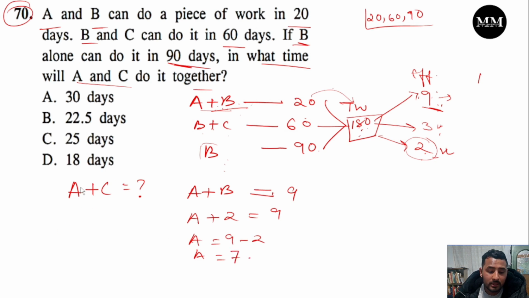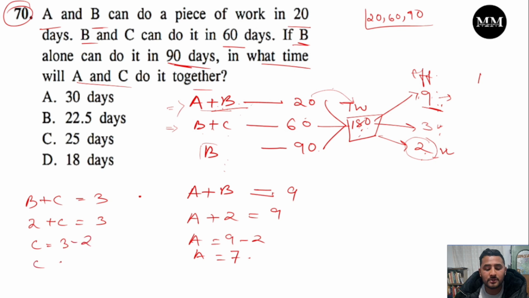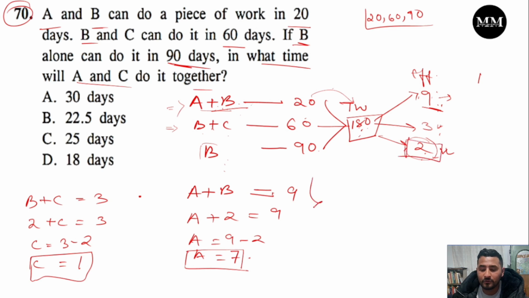Same way we find for C. For A we took this one, for C you take this one. B plus C will be equal to 3. So B, we all know, is 2, plus C is equal to 3. So for C, bring this 2 to the other side, it will be 3 minus 2. So the efficiency of C will be 1. So we know now the efficiency of A is 7, efficiency of C is 1, and efficiency of B is 2. We need the efficiency of A plus C. It will be 1 plus 7, total is 8. So A plus C together can do a piece of work at 8 per day.